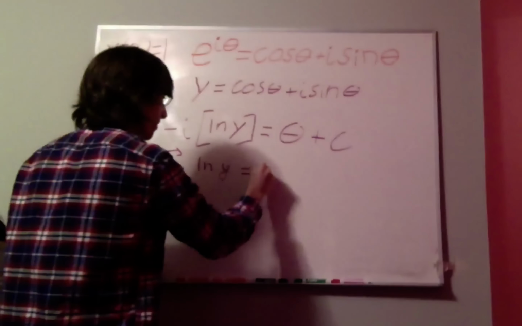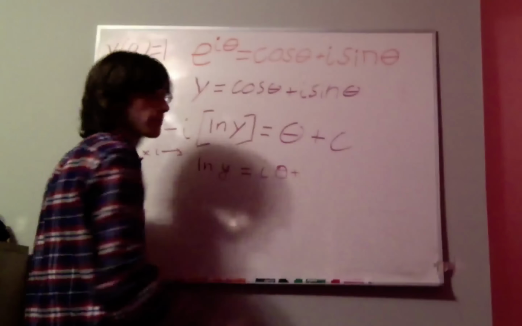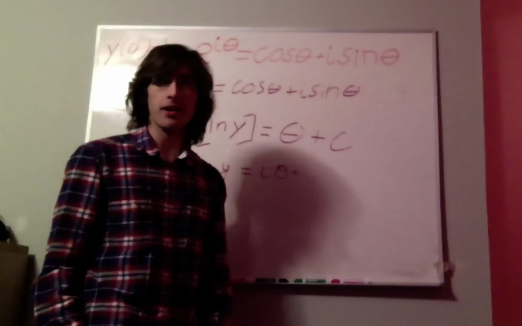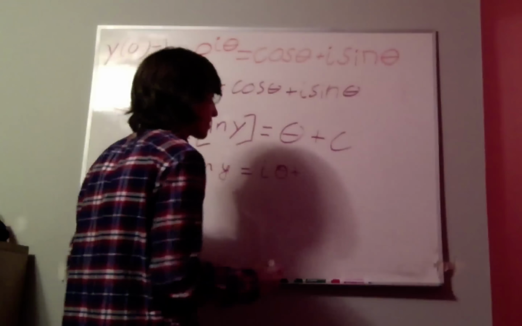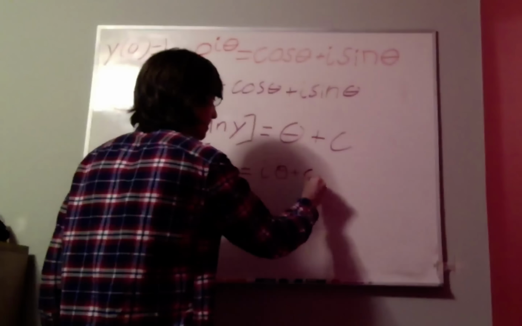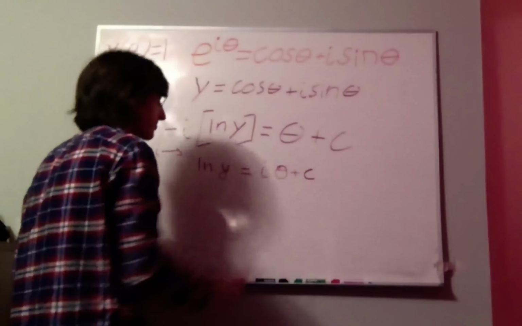Is equal to i theta plus i times some arbitrary constant, which is just some other arbitrary constant. And in this case, the arbitrary constant is probably going to be complex. We don't know what it is, so I'm just going to keep that as C, but you really know this isn't the same constant. It's the original constant times i.